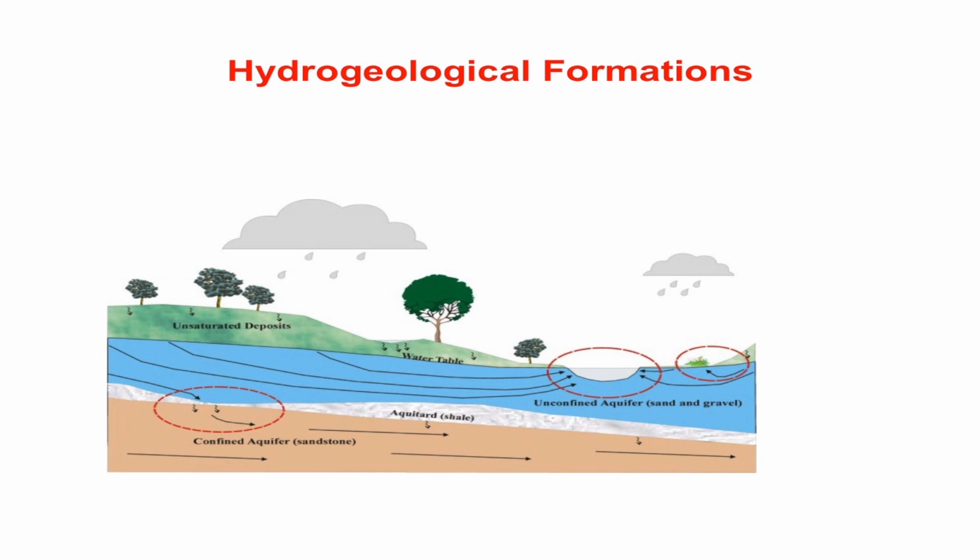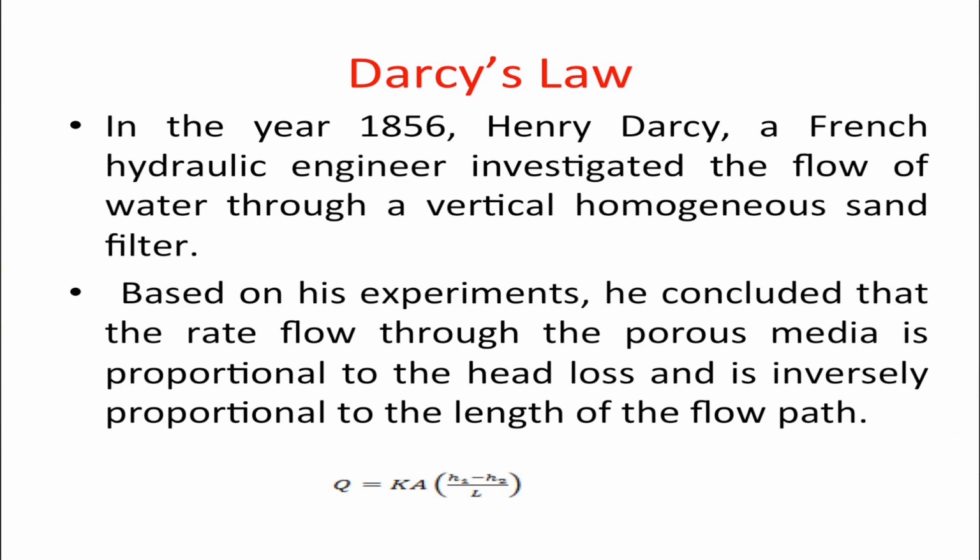Below is the confined aquifer, and above it the upper layer is an aquitard. An aquitard is generally called a leaky aquifer. Through its pores, water reaches the confined aquifer. The next one is Darcy's law. To explain groundwater flow, we need to discuss Darcy's law. The engineer Darcy explained the relationship between the seepage velocity or flow velocity and the hydraulic gradient. Flow velocity is directly proportional to the hydraulic gradient.